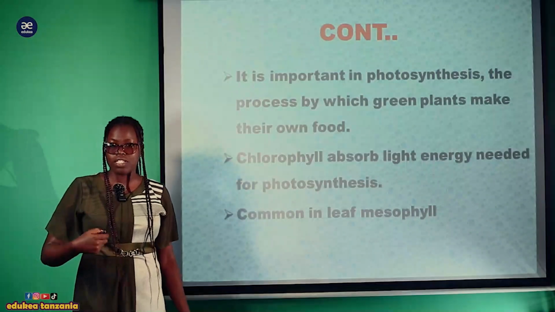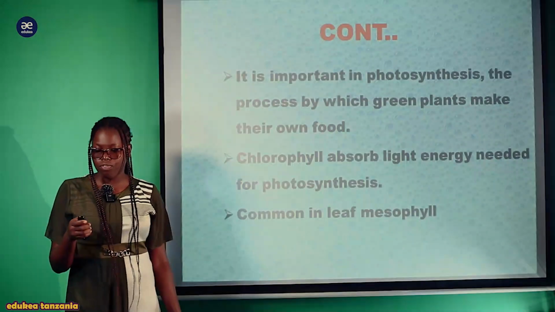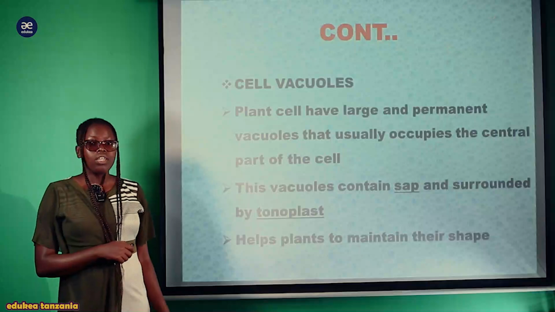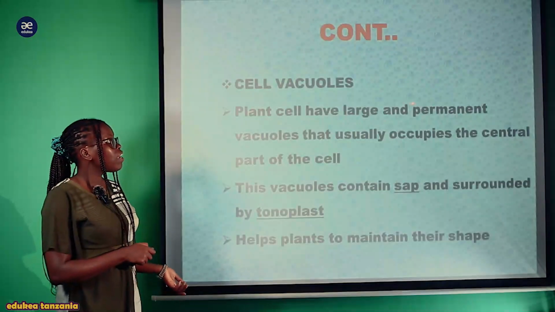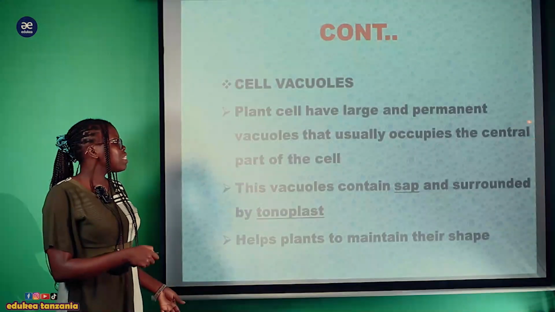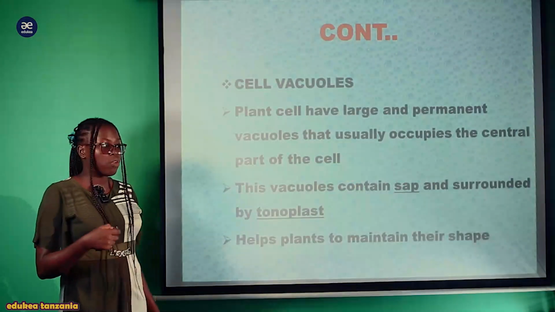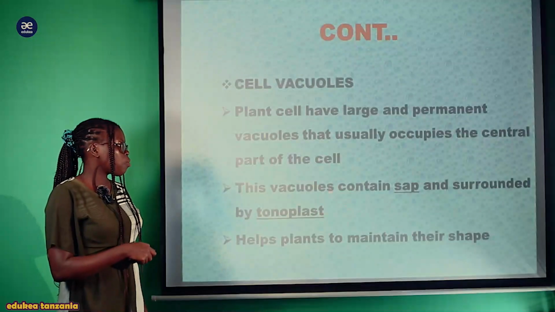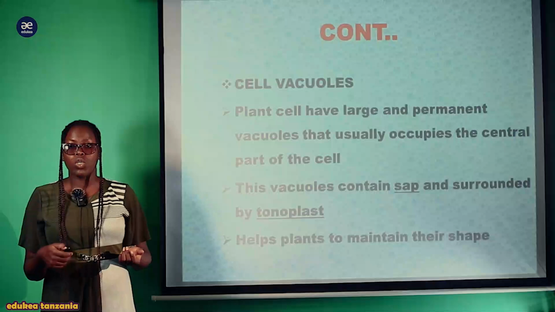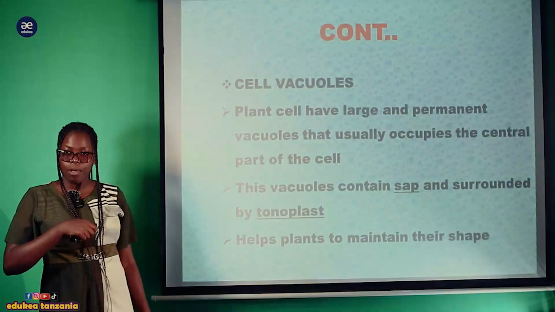The other one is the cell vacuole. Plant cells have a large and permanent vacuole that usually occupies the central part of the cell. The vacuole contains sap or fluid, vacuolar fluid, ambayo inakuwa surrounded by the tonoplast, the membrane. It helps the plant to maintain its shape. So the vacuole also inasaidia plant katika maintenance of the shape, and that's why plants have a definite shape.